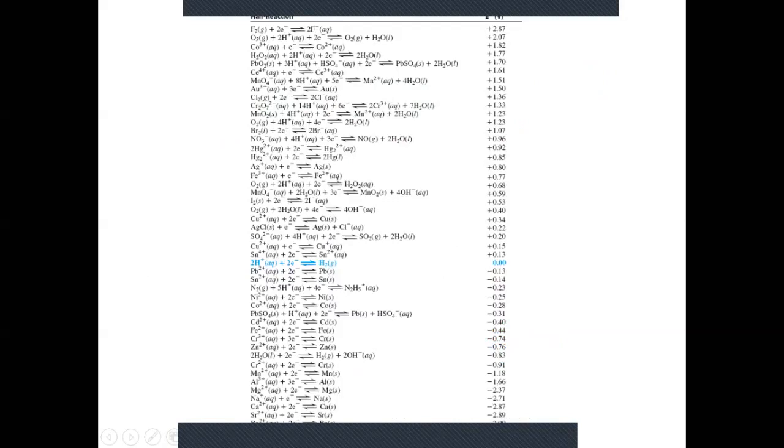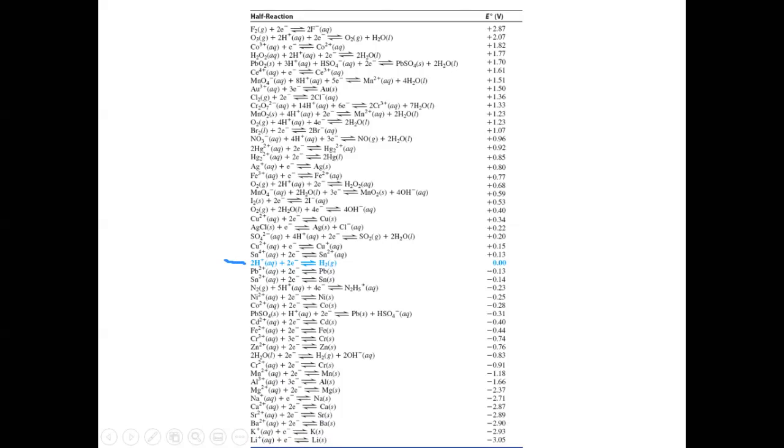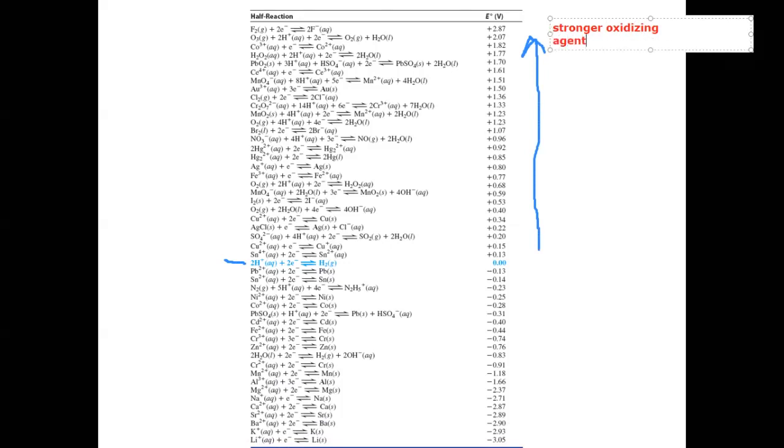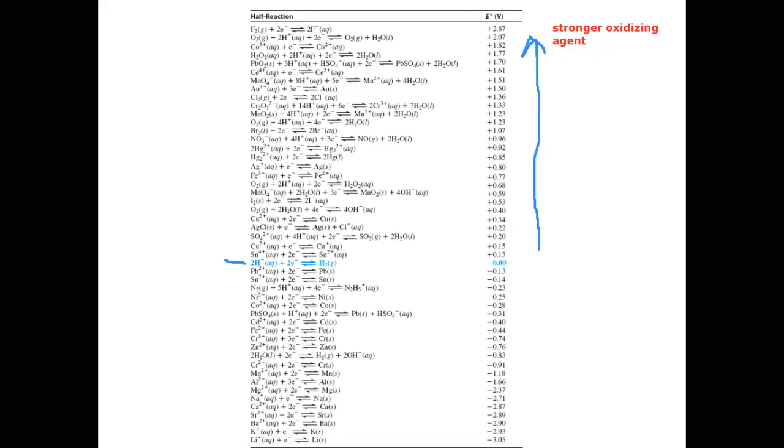And so this is a table of reference electrodes. You'll see here that hydrogen is highlighted in blue because that's kind of the border between species that like to be oxidized versus species that like to be reduced. And as you go up, these become stronger oxidizing agents. So they like to be reduced. And as you go down, the more positive the voltage, the stronger the oxidizing agent. The more negative the voltage, the stronger the reducing agent.